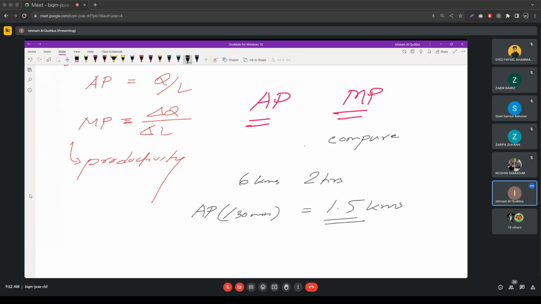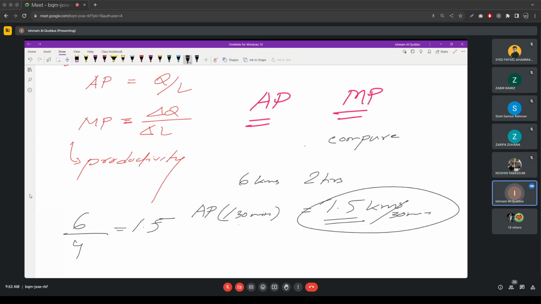Is there anyone? Raise your hand then. All right. So 6 kilometers, 2 hours, I will divide into blocks of 30 minutes. So the number of blocks is 4, right? So that's why it is 1.5. Right, so it is 1.5 kilometers per 30 minutes.